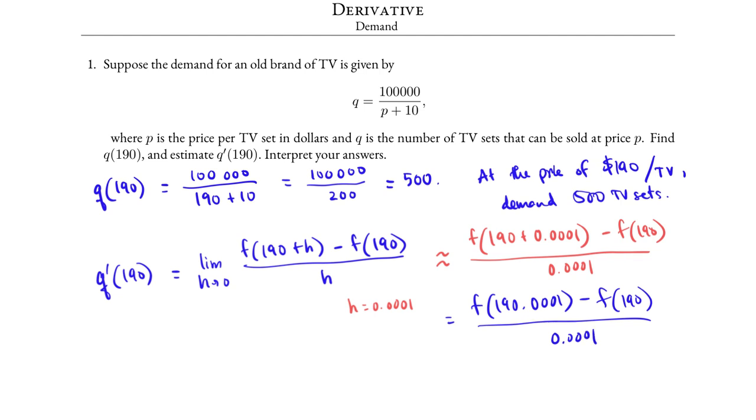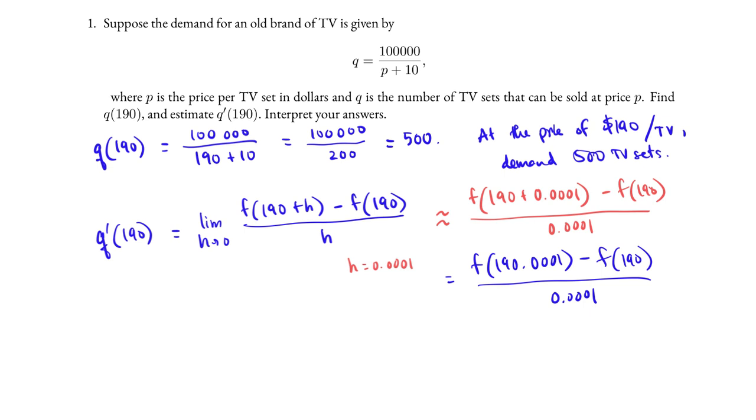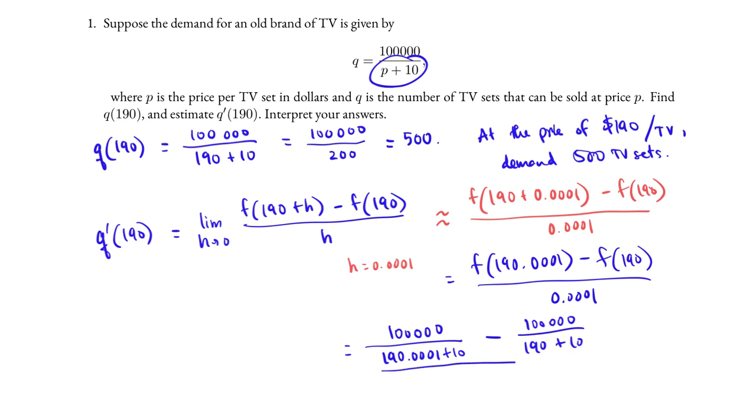But what is the function f? The function f is the demand equation that was given to us. Plug this into the function. We have 100,000 over P, which is now 190.0001 plus 10, minus f of 190, which is 100,000 over 190 plus 10. And then don't forget to divide by 0.0001 in the denominator.